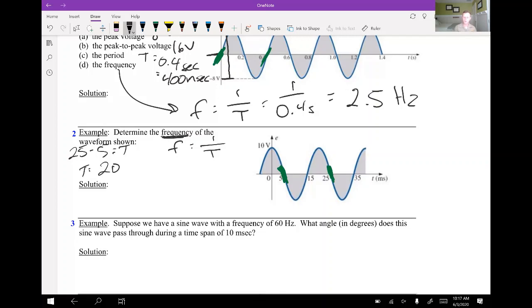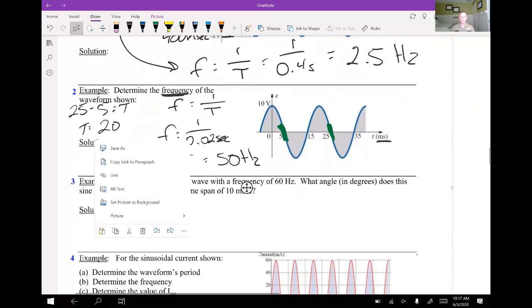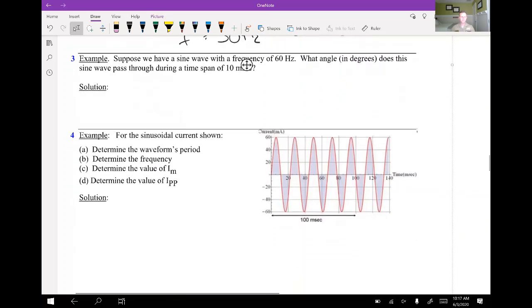So the frequency here, and this is milliseconds, so be sure to plug that in properly whenever you're doing it, and that would be 0.02 seconds, and the frequency comes out to 50 hertz. We'll skip number 3, go on down to number 4.